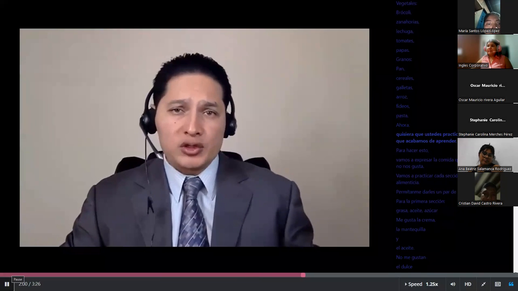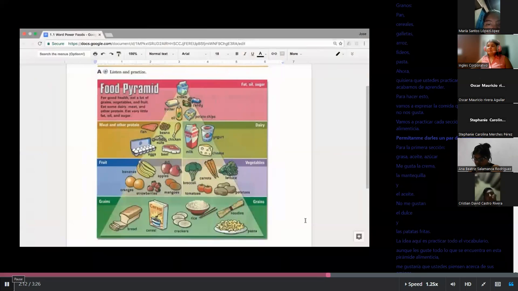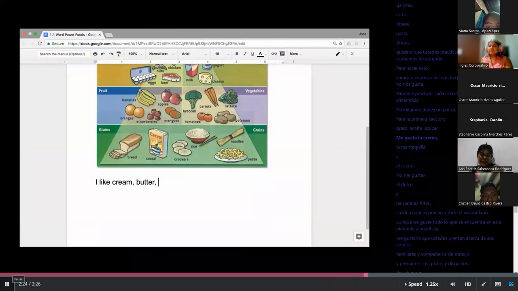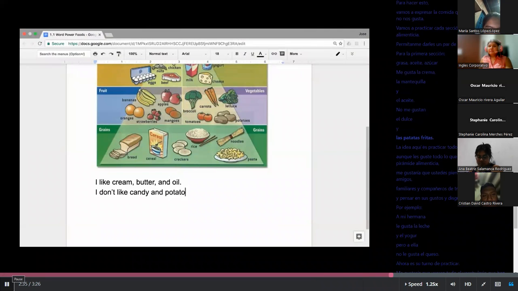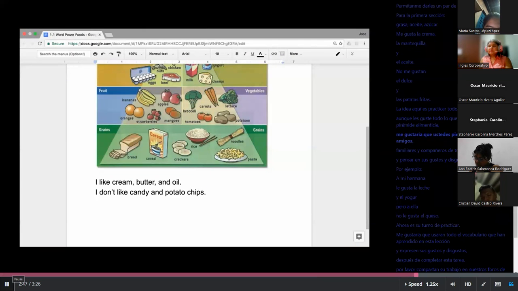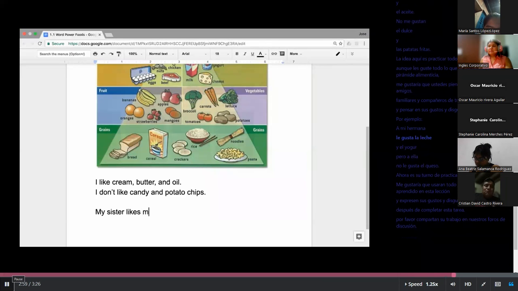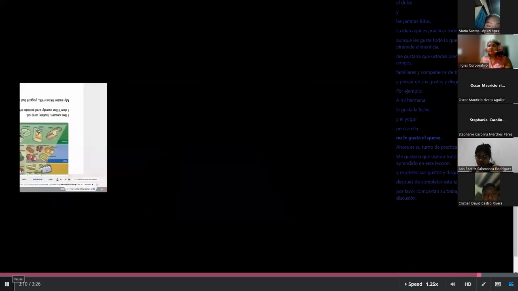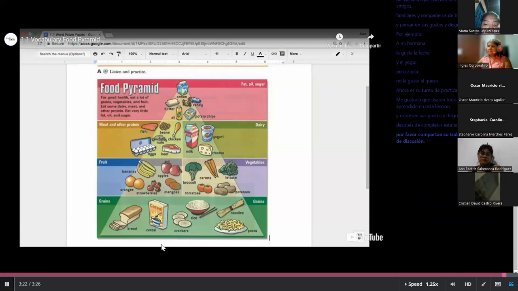Now, I would like for you to practice the vocabulary that we just learned. To do this, we're going to express the food that we like and don't like. We will practice each section of the food pyramid. Let me give you a couple of examples. For the first section, fat, oil, sugar, I like cream, butter, and oil. I don't like candy and potato chips. The idea here is to practice all the vocabulary. So while you may like all this stuff from this food pyramid, I would like for you to think about your friends, family, and coworkers, and think about their likes and dislikes. For example, my sister likes milk and yogurt, but she doesn't like cheese. Now it's your turn to practice. I would like for you to use all the vocabulary that we learned in this lesson and express likes and dislikes. After you complete this task, please share your work in our discussion forums.